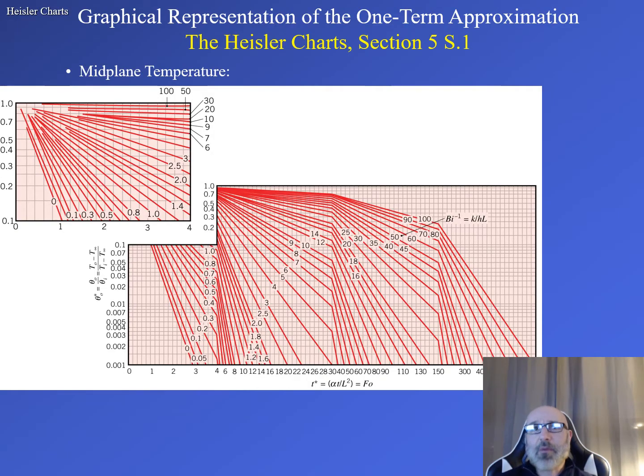So as we're talking about approximate solutions, we can talk about looking at some of our charts, in particular here, our Heisler charts.